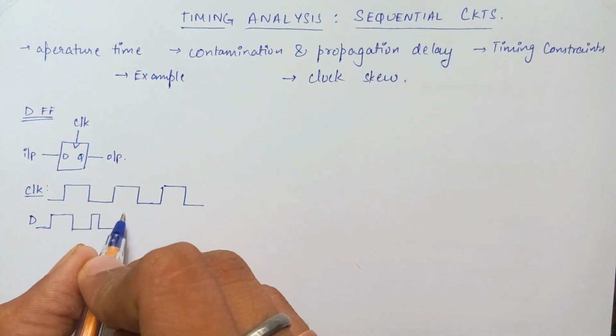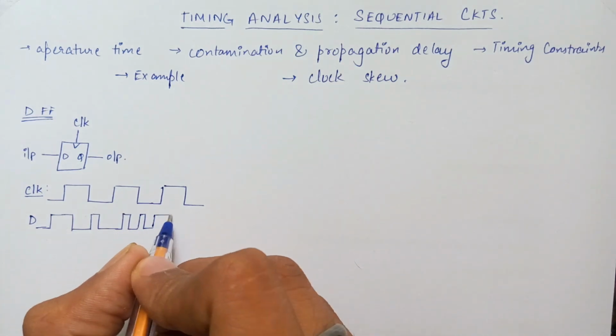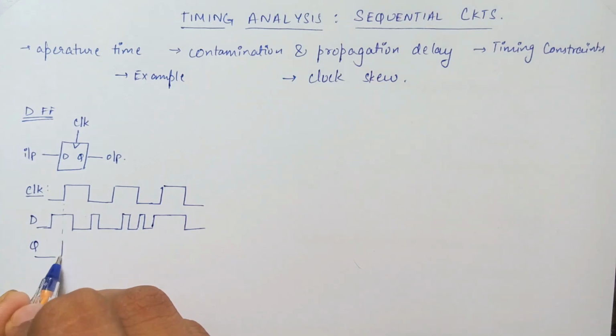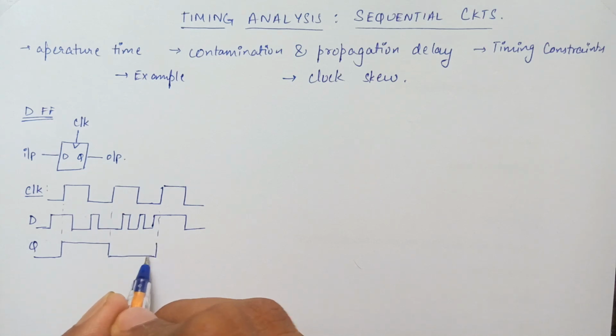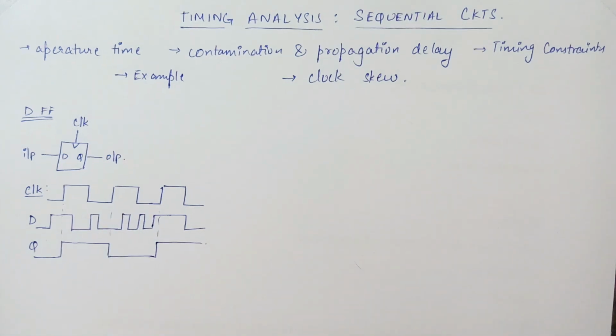Let D input change randomly, but in a flip-flop, D is sampled only at rising edges of clock. This is how an ideal flip-flop would perform. But as we saw in part 1, practical circuits have delays. They need time to react. Similarly, we see that the input of a flip-flop must be stable for some time around the clock edge, or else the output may go unpredictable.